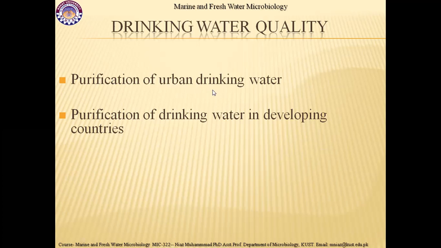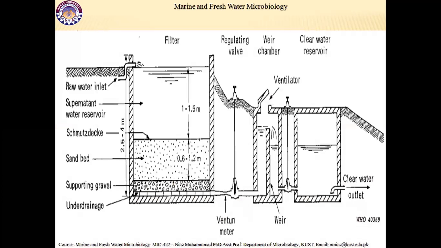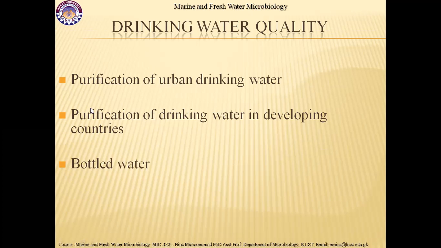There are many sides to purification. Number one, purification of urban drinking water, and purification of drinking water in developing countries. Bottled water can be provided to the community. So these are some steps. Drinking water quality must be ensured. Whatever water we are drinking must be free from hazardous materials as well as from microorganisms. If these two things are present in water, someone who uses such water will suffer from various problems.